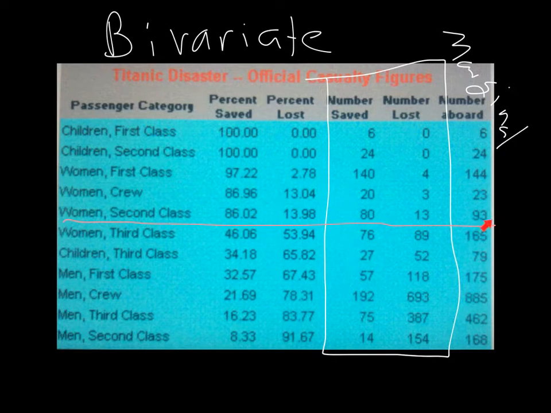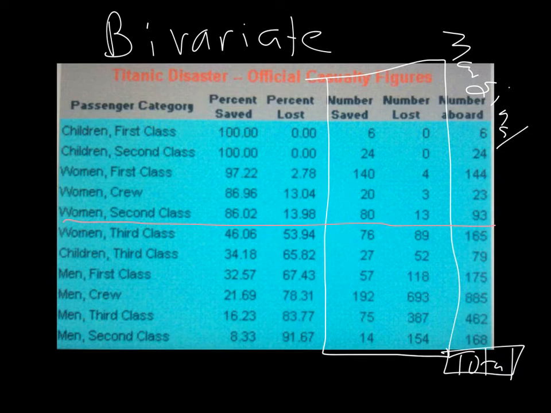I could do a marginal distribution and say, well, how many were women in the second class? That'd be 93 out of my grand total of all people accounted for on the Titanic. So that would be a marginal distribution value versus a conditional distribution value here. And then we could take this data and start to do a graph.